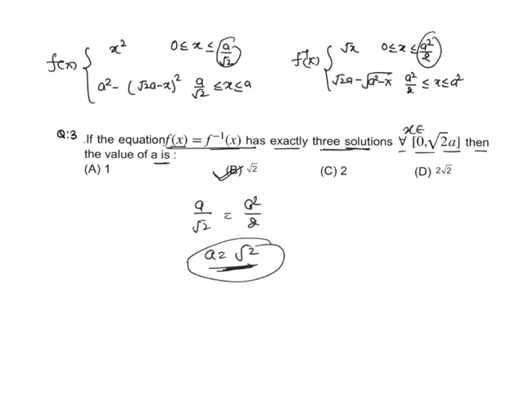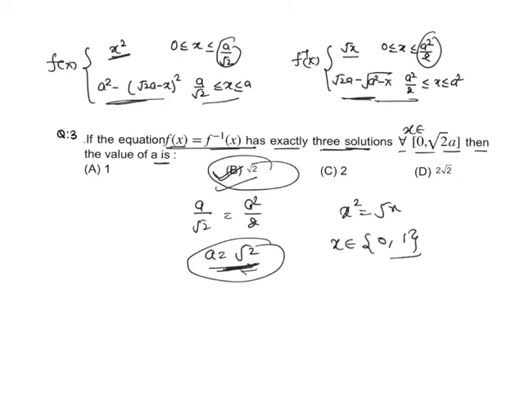If I take a equals to root 2, 2 solutions we will get from these two equations. If I equate x square equals to root x, from there we can say x belongs to 0 and 1, and because a is root 2, from here also we'll get one solution. That means there are 3 solutions if a is root 2. So B is correct.